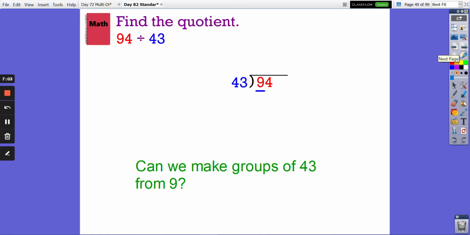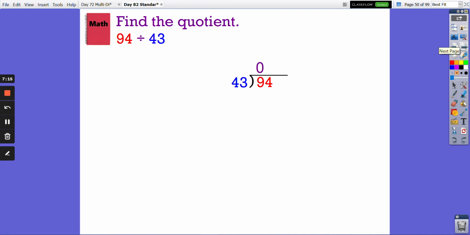All right, this next one is on our notes. Find the quotient. 94 divided by 43. So can we make groups of 43 from 9? Nope, so we got to move to the next digit. So we're going to put a 0 there to hold our place as a placeholder.